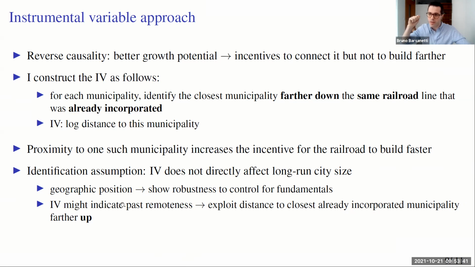But also it could be that the fact that this town is relatively closer by might indicate that the observation we are looking at was in the past less remote, and this might have some direct effect. So what I do in the paper is also exploit the fact that we're constructing this IV based on distance to the closest town farther down, not farther up. And I show that if you use the town farther up, we don't see any effect. And so this is kind of like a placebo IV. I won't have much time, but I'll be happy to talk more about that.